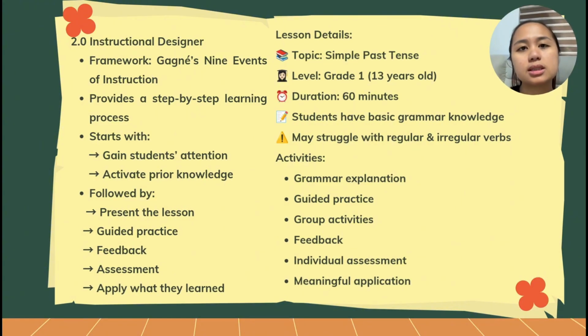Our topic is the simple past tense for Form 1 students, age 13 years old, and the lesson takes 60 minutes. Students already have basic grammar knowledge, but they may have difficulty using regular and irregular verbs correctly. Therefore, we include explanation, practice, group activity, feedback, and individual assessment to help students understand and use the simple past tense.